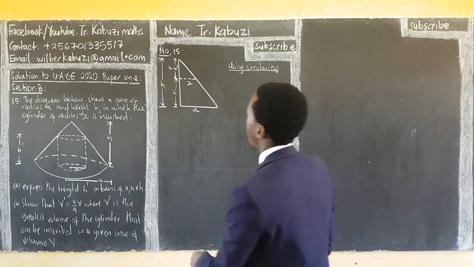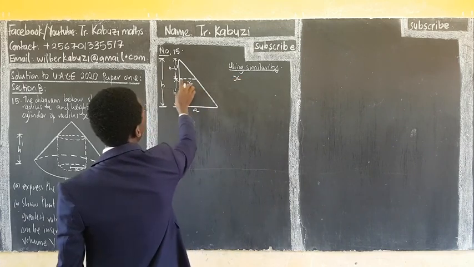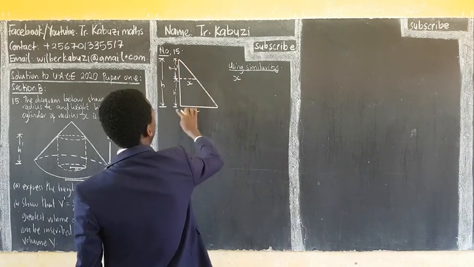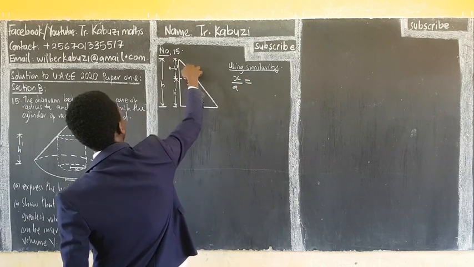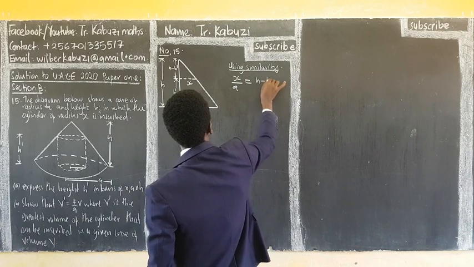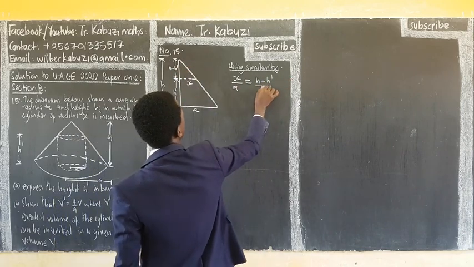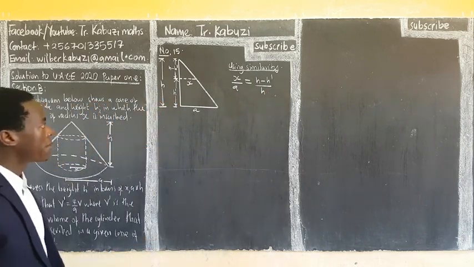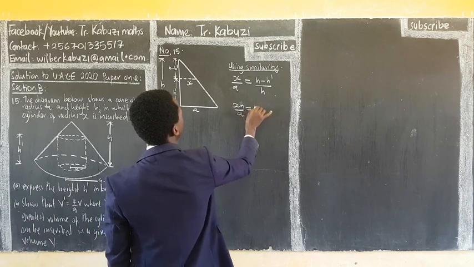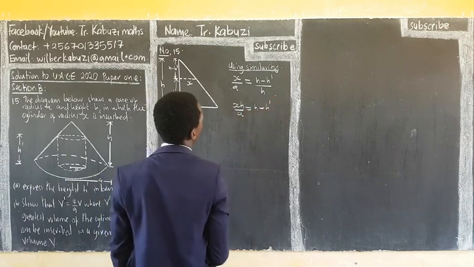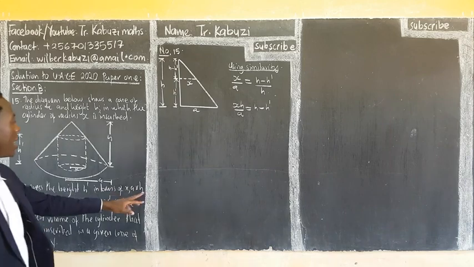From here, I'm going to say the small base of this rectangle over the big base is going to be equal to the small height of this rectangle, h minus h1, over the big height of this rectangle, which is h. So allow me to cross multiply. I'll be having xh over a equaling h minus h1. Now we want to express h1 in terms of x, a and h.